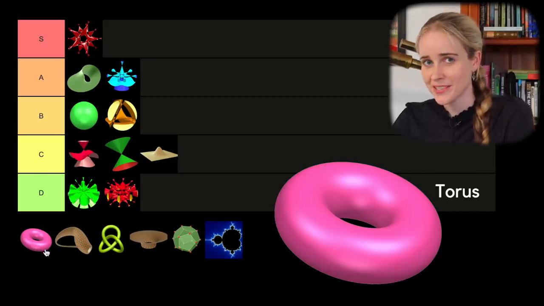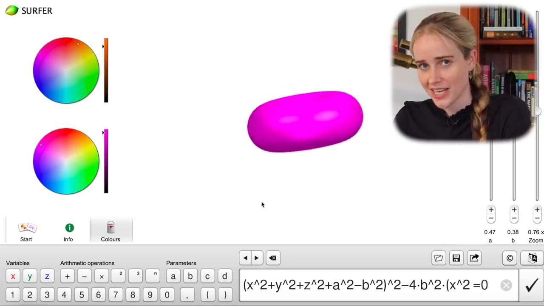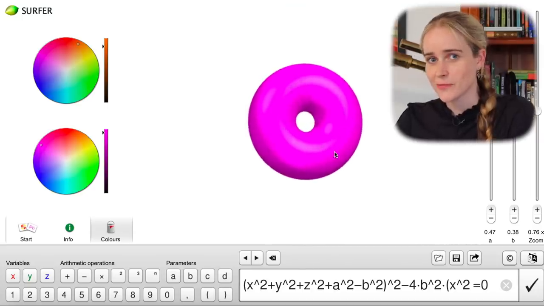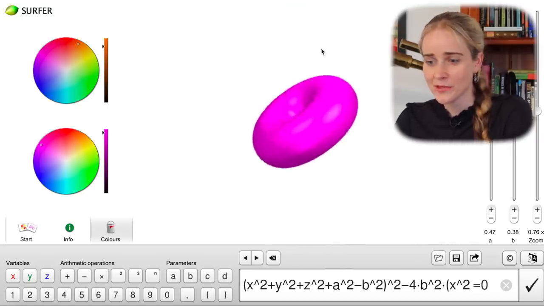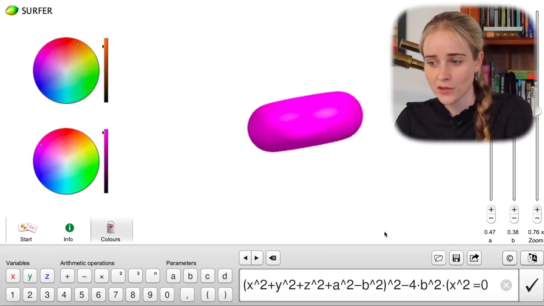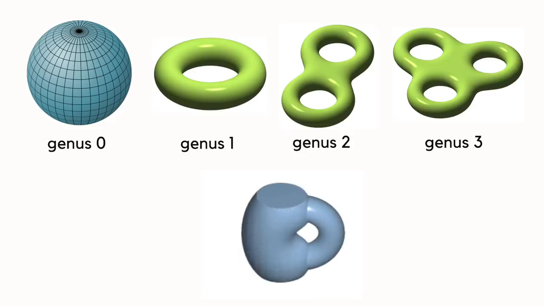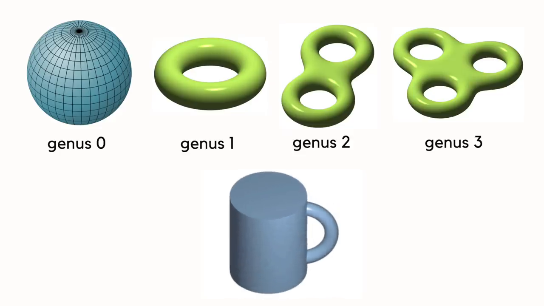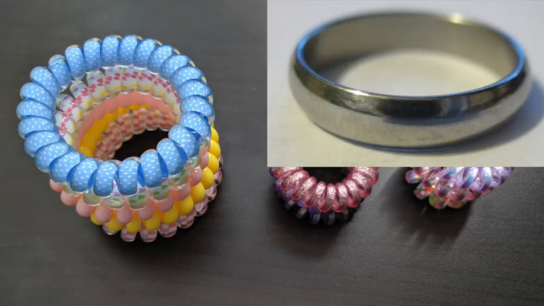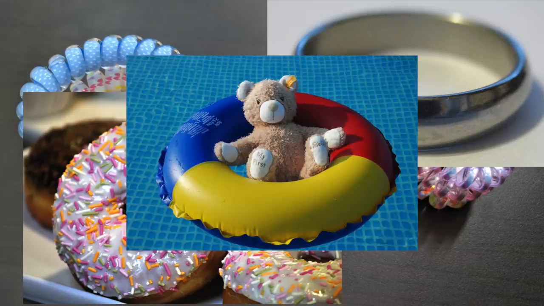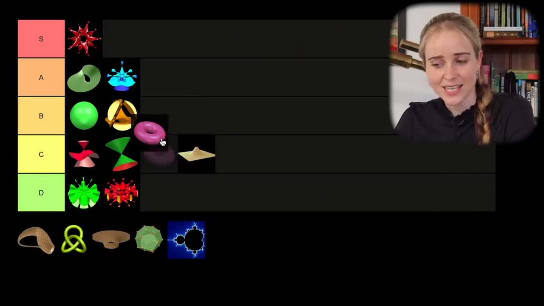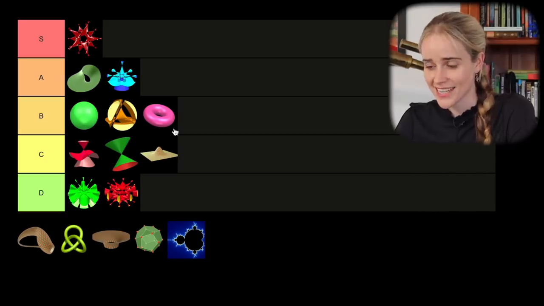Next up, we can do the torus, or you might like to call it a donut. It is a rotationally symmetric shape of genus 1, since it has 1 hole. And this shape is often brought up when talking about the topic of topology. Everything with 1 hole is said to be topologically equivalent to a torus. A classic example is a coffee mug with a handle or a drinking straw. Of course, its applications are very wide, from hair ties to rings to edible donuts or even pool toys. It has vast applications, and because of that, we're going to put it in B tier.